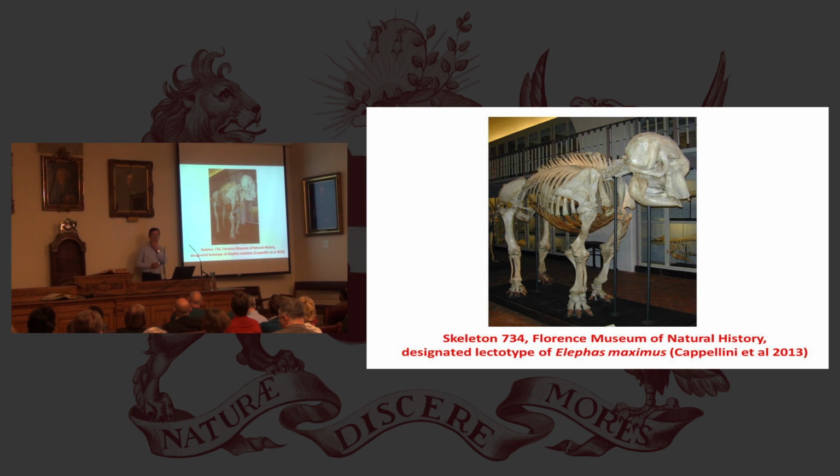And of course, the curators in Florence are extremely happy about that. The thing's been standing there, or at least it's been in the museum, for 360 years. They had no idea that it was a specimen which indirectly was cited by Linnaeus in his description of Elephas maximus. So that is a nice resolution of that story.